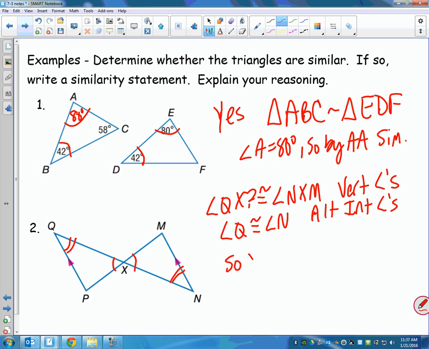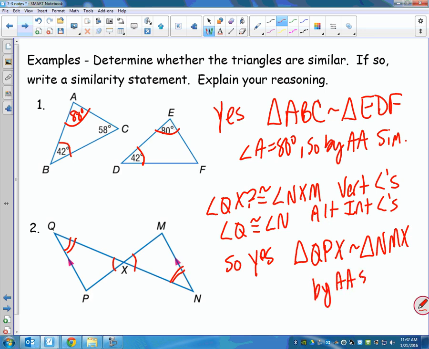So, yes, triangle QPX is similar to triangle, I think the X has to go, NMX by the angle similarity.